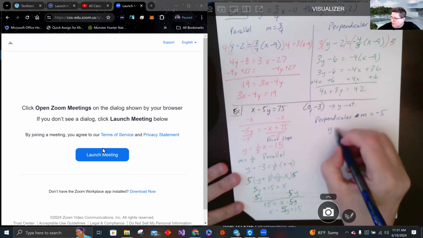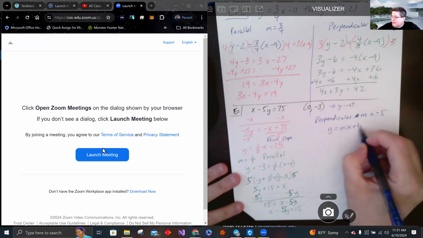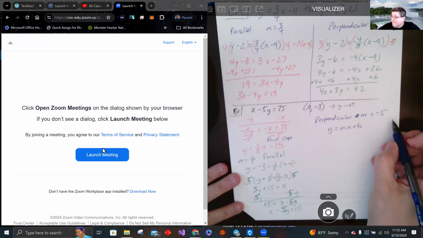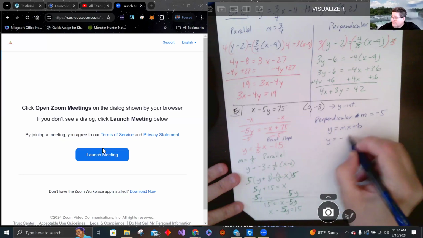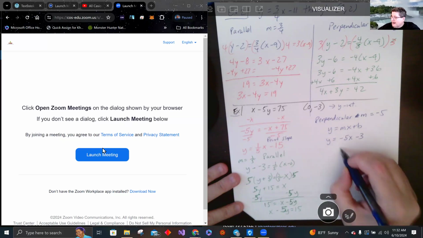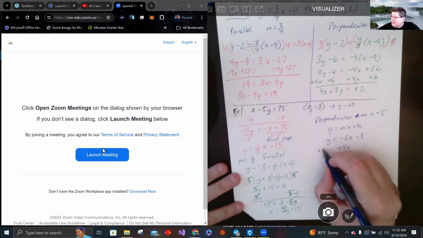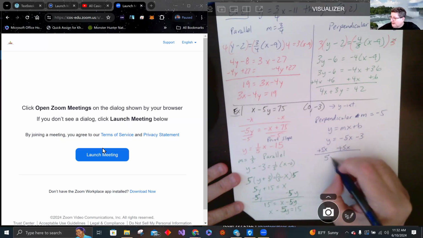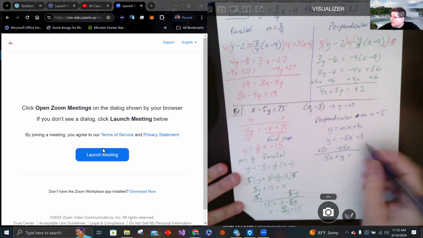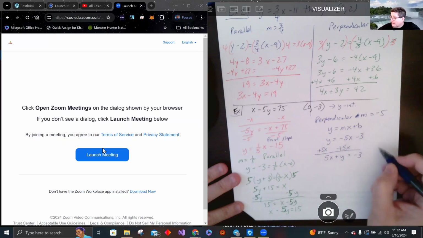So the faster form is y equals mx plus b. Y equals -5x minus 3. I add 5x to both sides. I get 5x plus y equals -3.